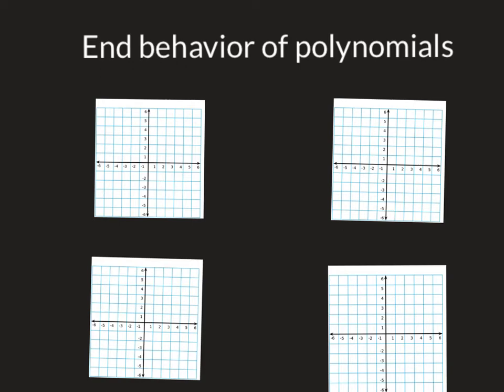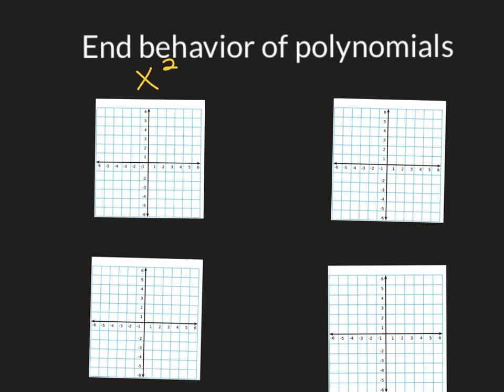In this video, we're going to talk about the end behavior of polynomials. So what's happening when I look really far to the left on the x-axis and really far to the right on the x-axis, and what happens with that polynomial. So let's start off with a couple of kind of simple ones.